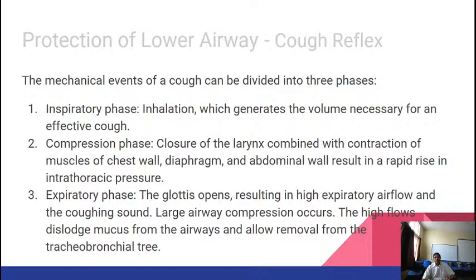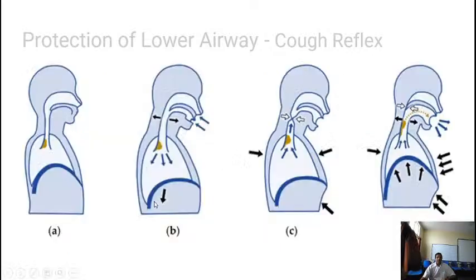Then you have another reflex which is called the cough reflex, which is also again in 3 phases: the inspiratory, the compression phase and the expiratory phase. Initially, mucus is secreted continuously in the respiratory system by the pseudostratified ciliated columnar epithelium. Sometimes this mucus becomes a little thick and gets adherent to the walls of either the bronchi or the trachea.